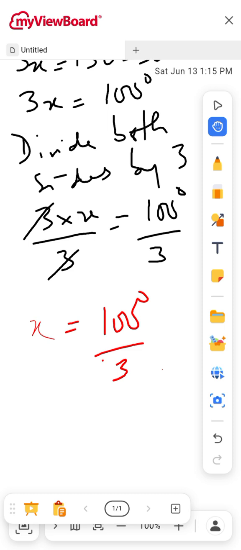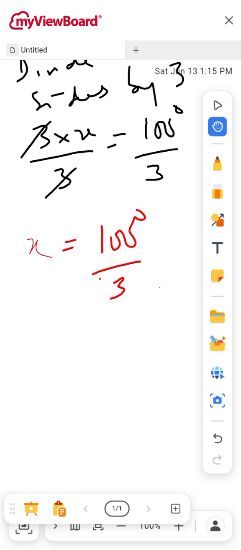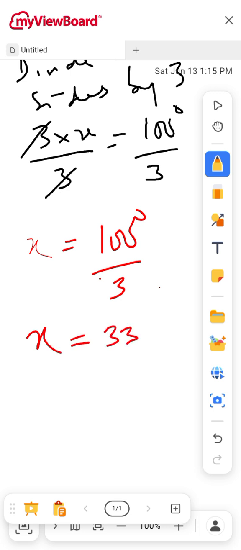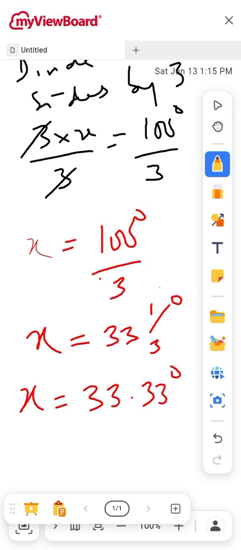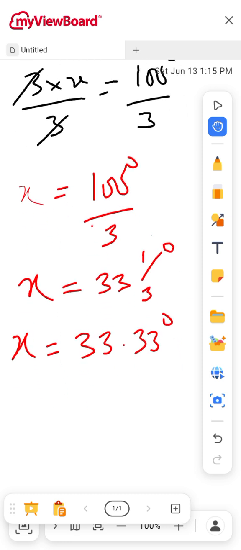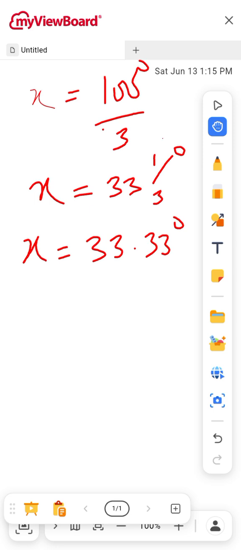And you can always divide it. X equals a whole number and a fraction of a degree. If you convert your fraction, that will be a decimal of degrees. So this is the value of your x. This one is not giving us whole number. That's not to say the question is wrong. Your answers can give you whole numbers, or you can have something like mixed numbers that you can later convert to decimal.